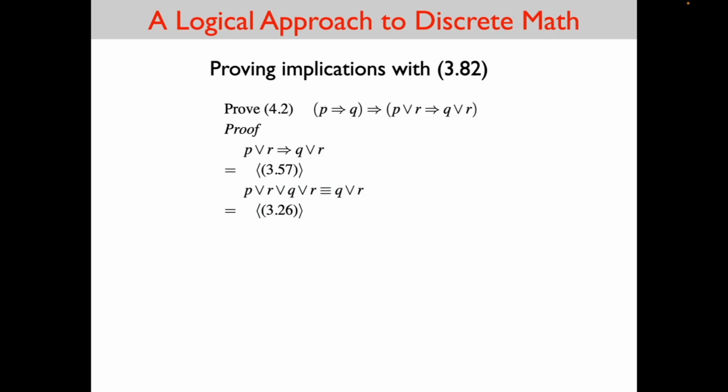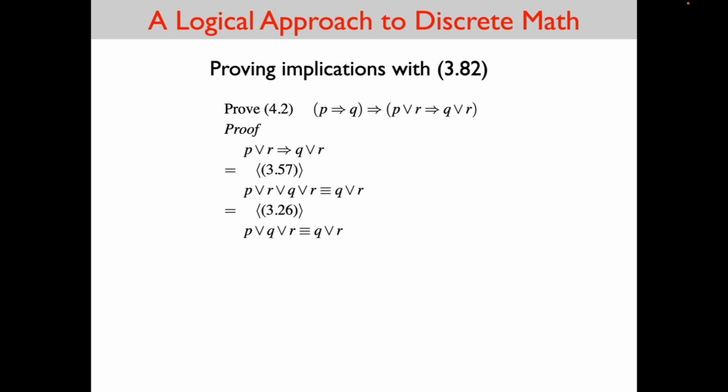3.26. Do you remember what 3.26 is? Look it up. I don't think I'm going to take the time to go back. It's idempotency. Do you remember what R or R is? It's by 3.26. It's R. So we have P or Q or R equals Q or R.